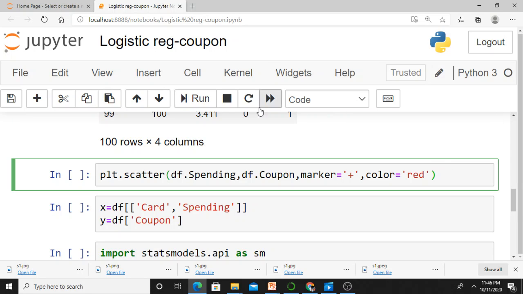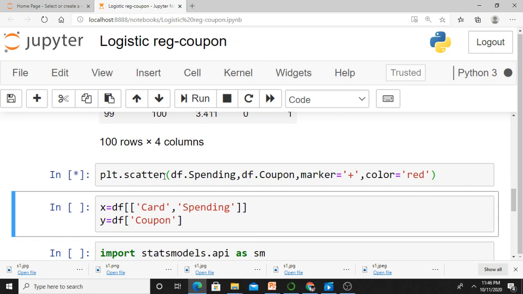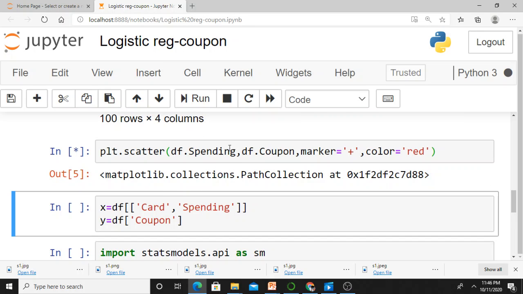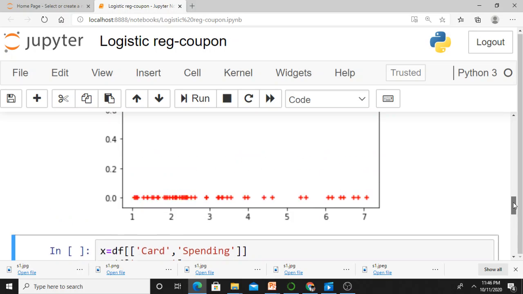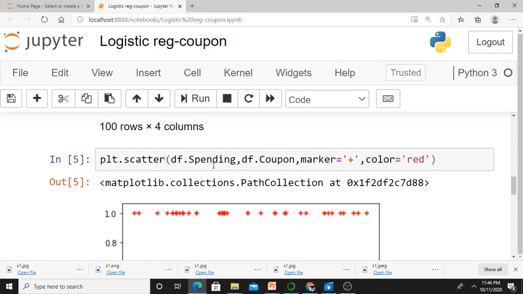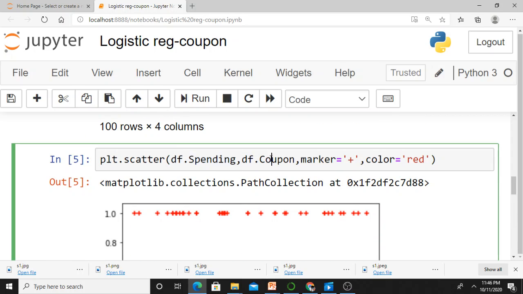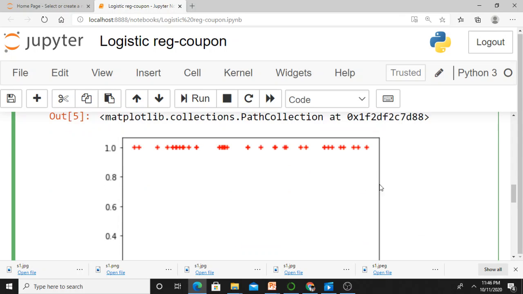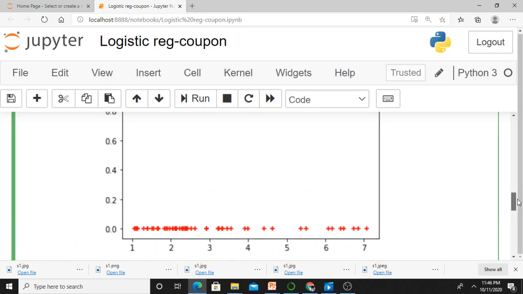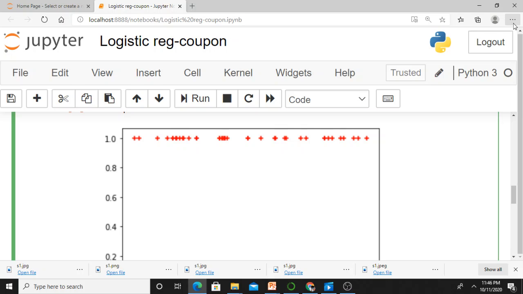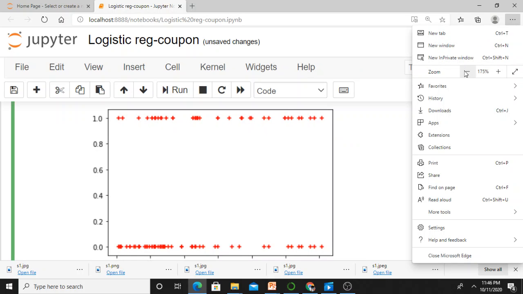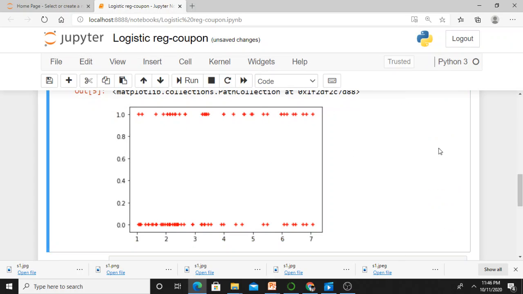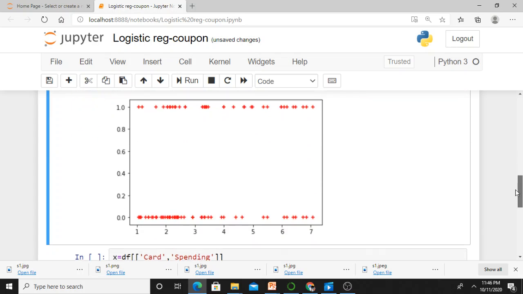Now what am I doing? This also we discussed in the PowerPoint slide. The scatter plot: how can I plot it? Spending is on the x-axis and coupon on the y-axis, marker equal to plus, color equal to red. Therefore you get an S-shaped curve. You cannot fit linear regression for this particular output, as it is an S-shaped curve.